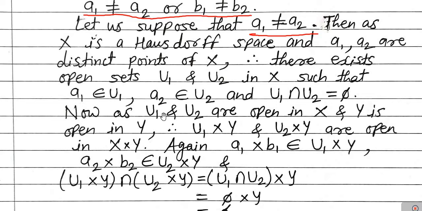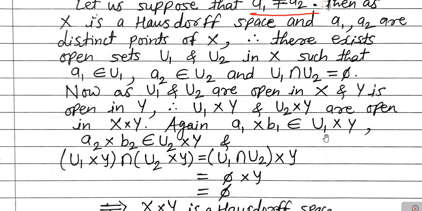So as U1 is open in X and Y is open in Y, therefore U1 cross Y is open in X cross Y. Similarly, as U2 is open in X and Y is open in Y, therefore U2 cross Y is again open in X cross Y. Both are open in the product space, therefore their union is again an open set in X cross Y. Now A1 cross B1 belongs to U1 cross Y, which is an open set containing the point A1 cross B1, which means that U1 cross Y is a neighborhood of the point A1 cross B1.